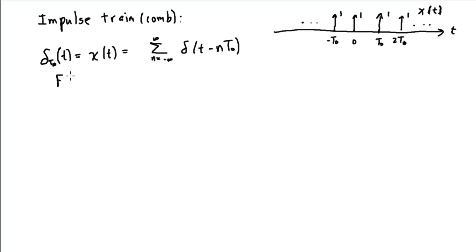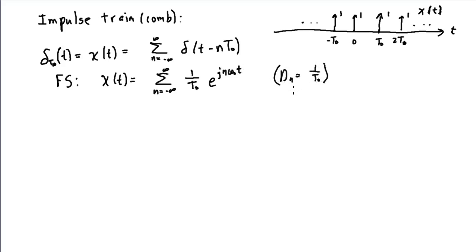So this is a periodic signal, so it does have a Fourier series representation. And if you work through the calculation of the Fourier series coefficients, you'll see that all of the Fourier series coefficients are equal to 1 over T_0. So all of the d_n don't depend on n for this special case. They're all equal to 1 over T_0 for all n.